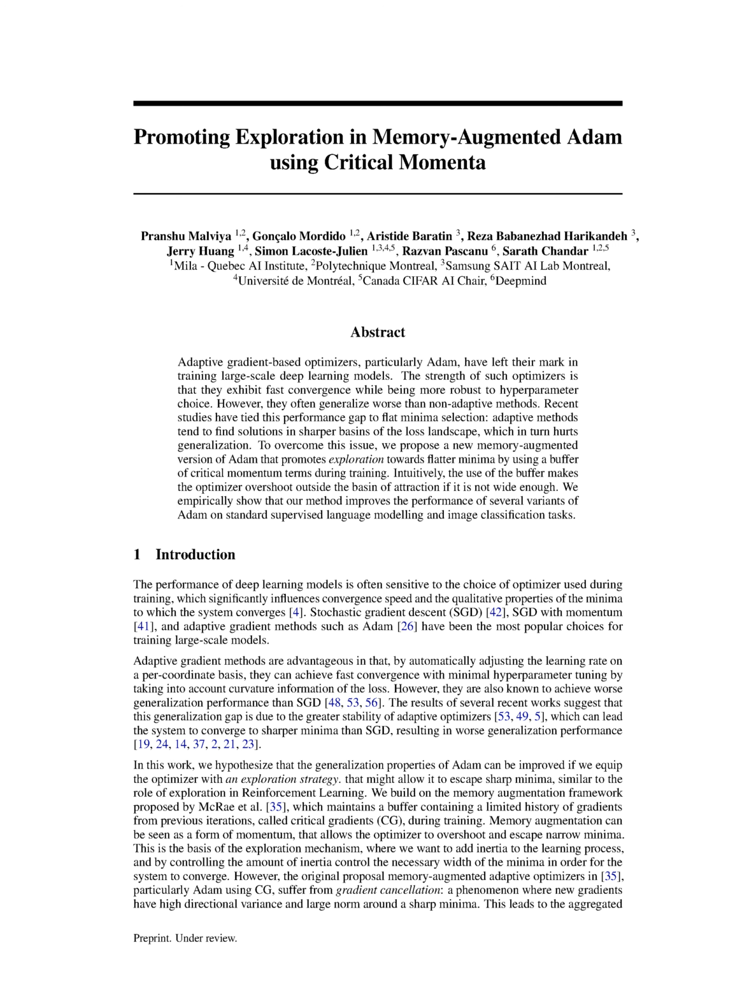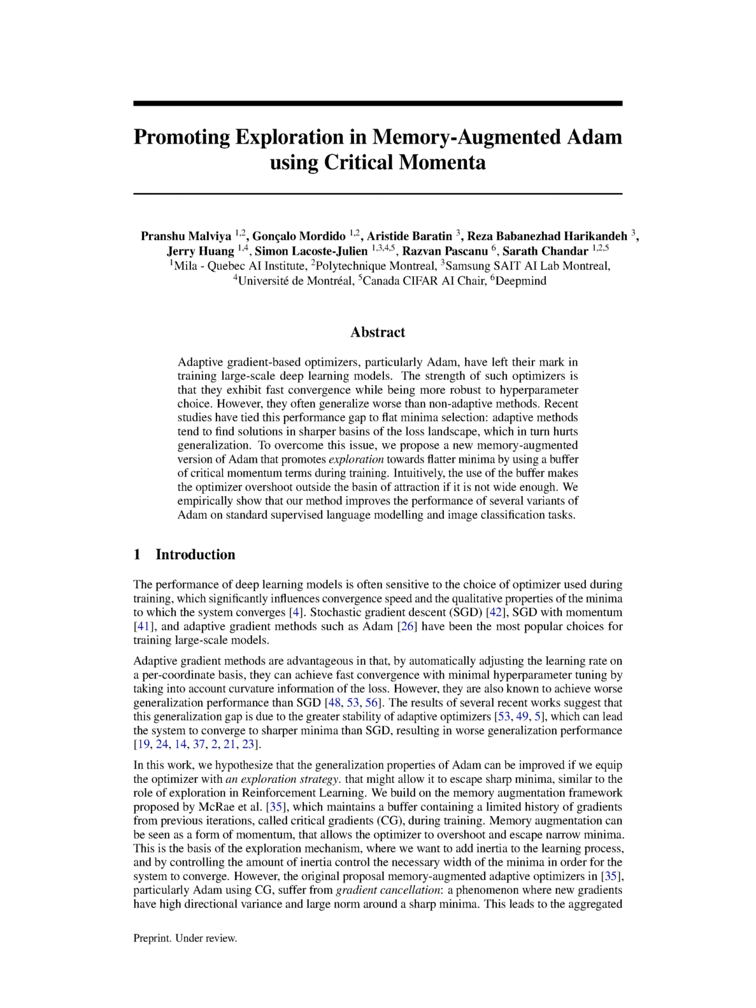However, these methods often don't perform as well as SGD when it comes to generalization. Recent studies suggest that the lower generalization performance of adaptive optimizers may be due to their stability, which can lead the system to settle into sharper minima than SGD, resulting in poorer generalization performance. In this study, we propose that the generalization performance of ADAM can be improved by incorporating an exploration strategy. This strategy could help the optimizer escape from sharp minima, similar to the role of exploration in reinforcement learning.